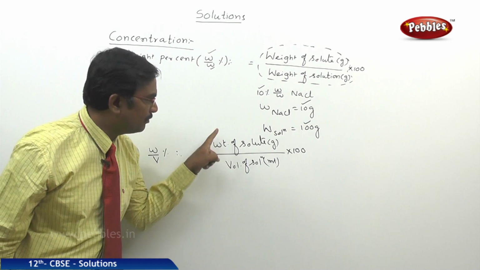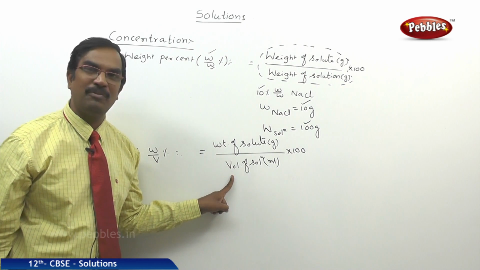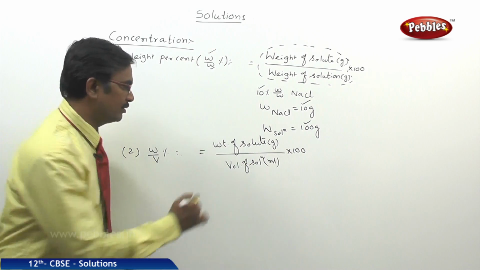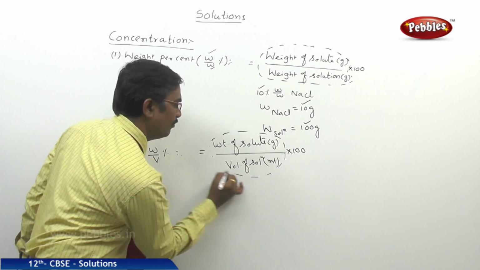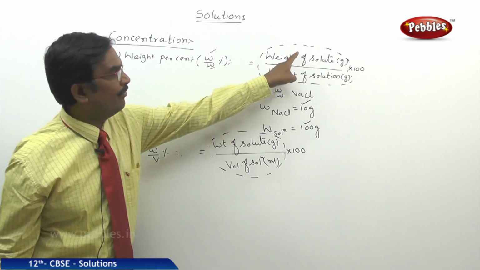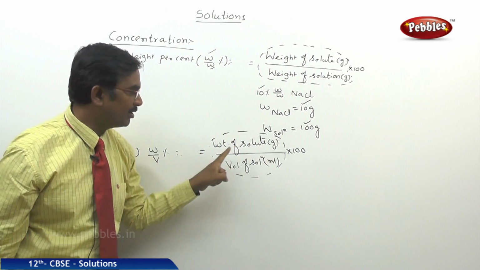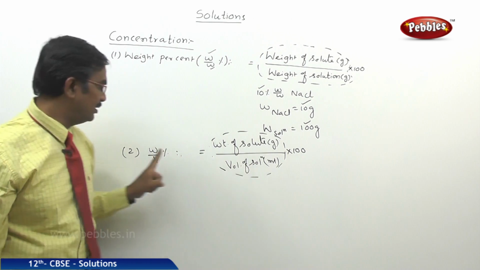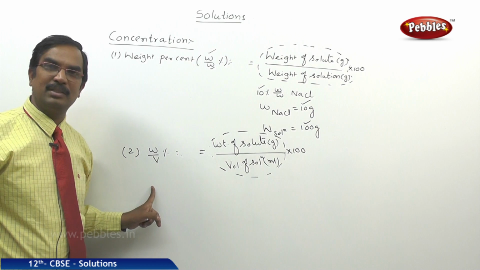We can call this weight by volume fraction, W by V. We are calling the earlier one weight by weight fraction, and we are calling this weight by volume fraction. This into 100 will give the weight by volume percent.